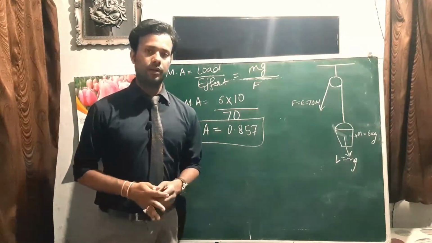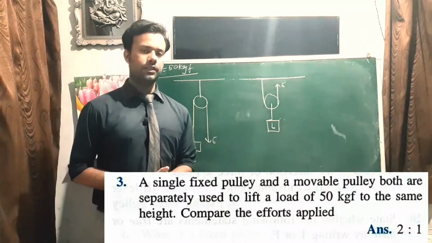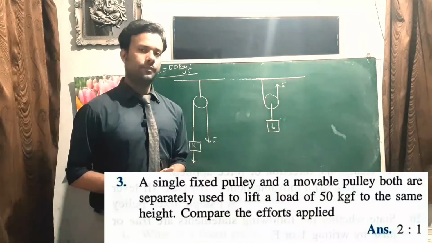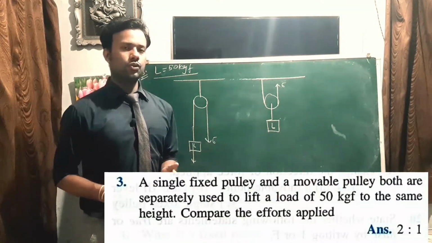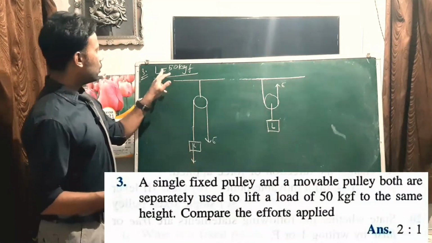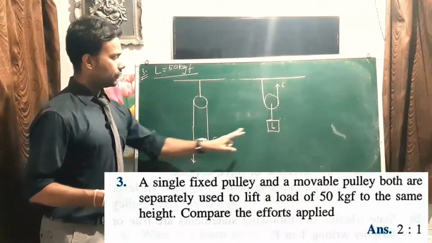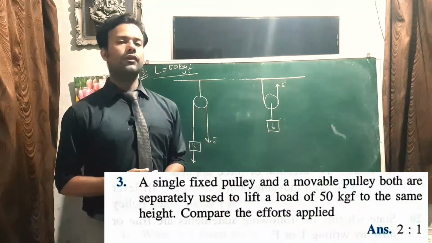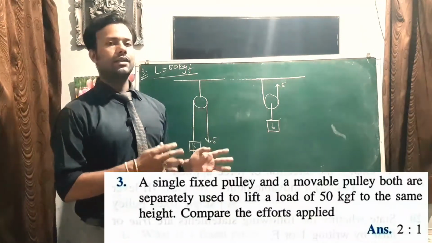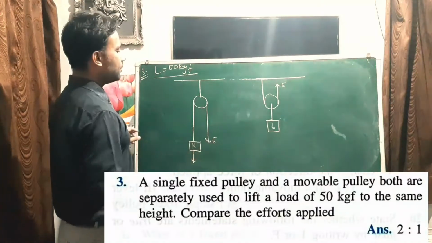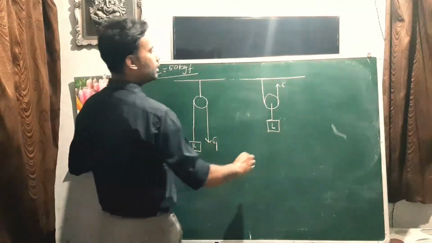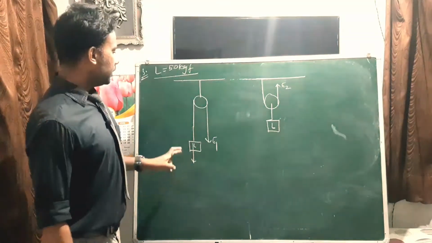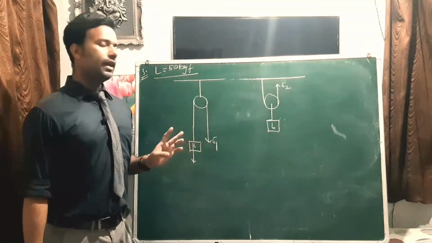Let's discuss the next numerical. So here is the third numerical. It says we have one single fixed pulley and another single movable pulley, and both pulleys are used to lift a load of 50 kgf, right? We have to find the ratio of the effort applied in these cases. So let's say here I apply the effort E1, and here I apply the effort E2. In both cases L is the same.